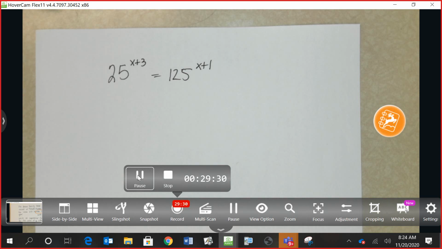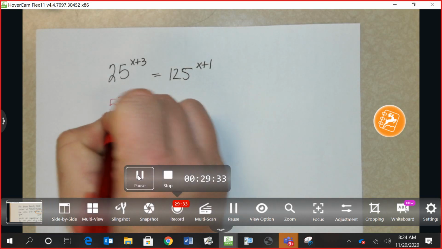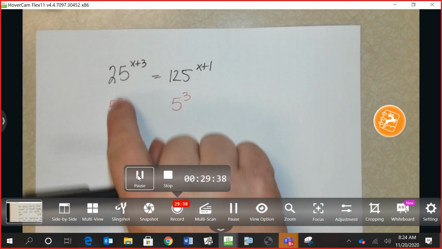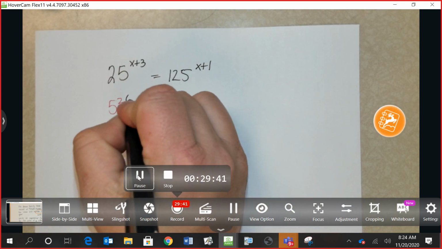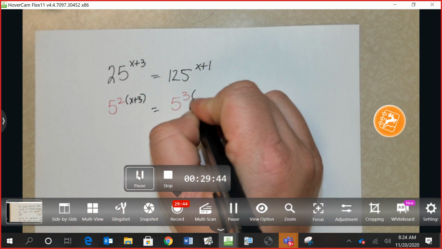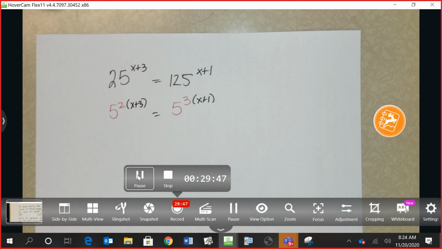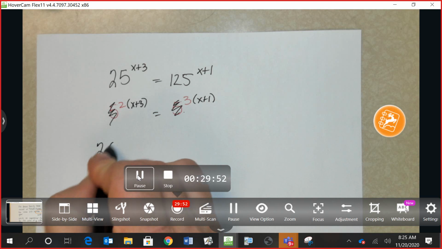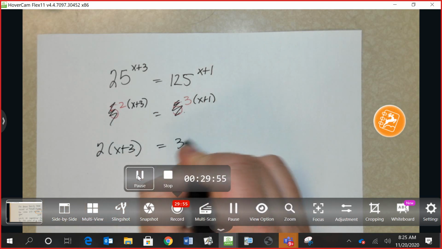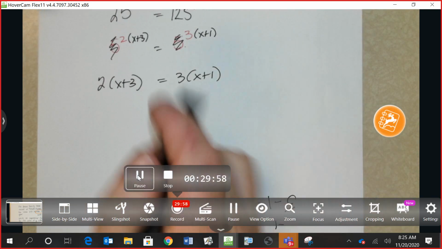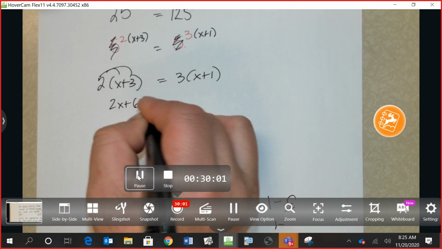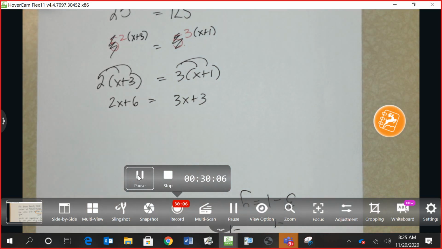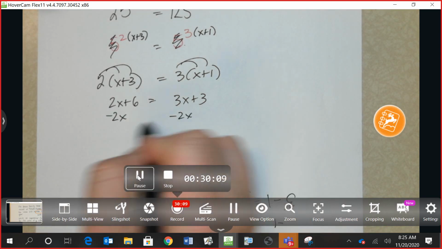And you'll notice that 25 is the same as 5 squared, and 125 is the same as 5 to the third. So I've replaced 25 and 125, and behind it in parentheses, I'll write down any part of the exponent. Now the 5 on both sides get to be canceled, and I have 2 times the quantity x plus 3, and 3 times the quantity x plus 1. 2x plus 6, 3x plus 3. You get to move the x's to the left or right. It's your choice. I'm going to move them to the right.